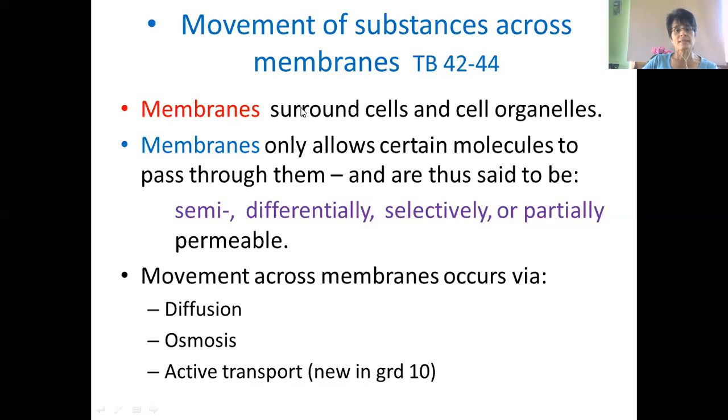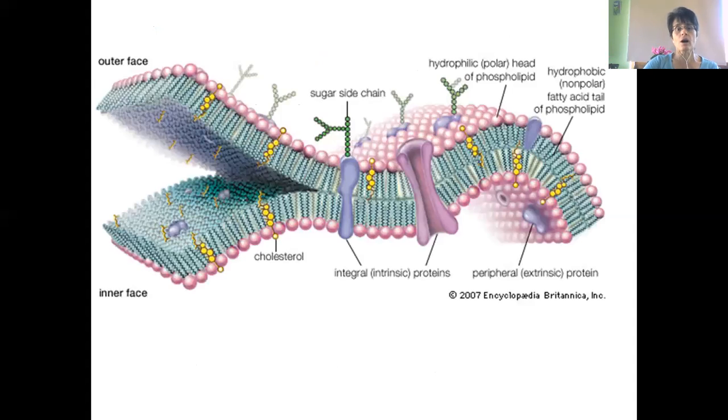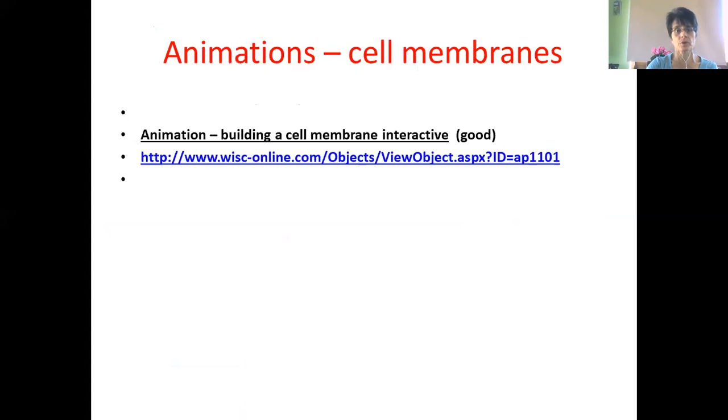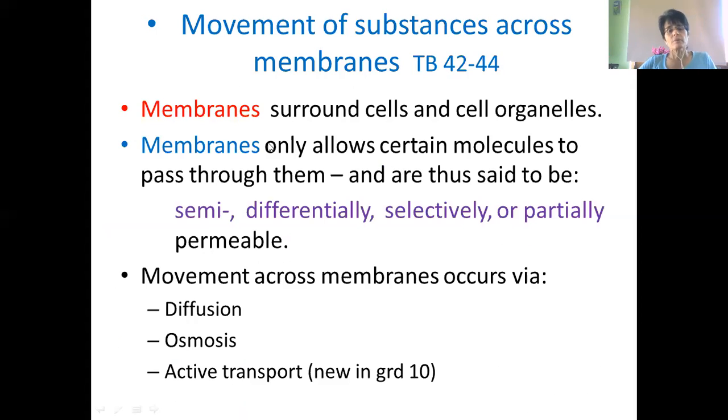So we have learned that the cell is surrounded by a membrane, cell membrane, plasma membrane, and that cell organelles, ER, nucleus, mitochondria, chloroplast, etc., also have membranes made of lipid bilayers. There's the lipid bilayer, okay? Now, you might remember me taking a small piece of paper and poking little holes in it. So those membranes only allow certain small molecules to pass through them, and it also depends on their charge, all right? Because of that, membranes are said to be semi-permeable, differentially permeable, selectively permeable, or partially permeable.